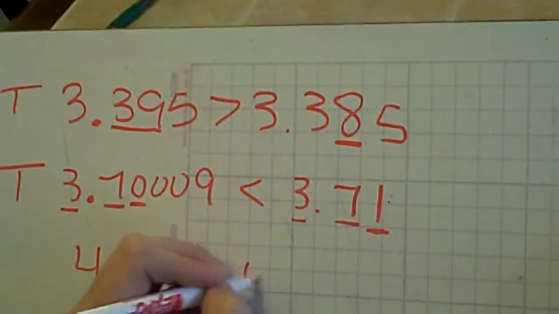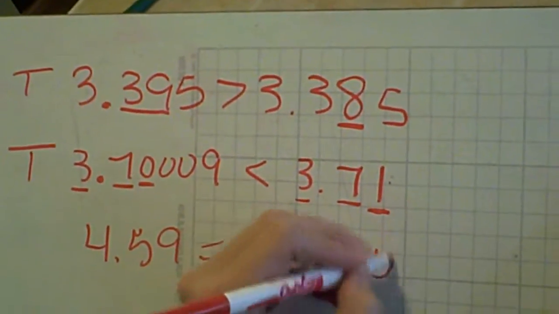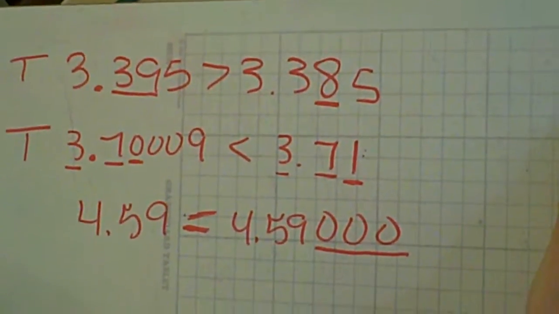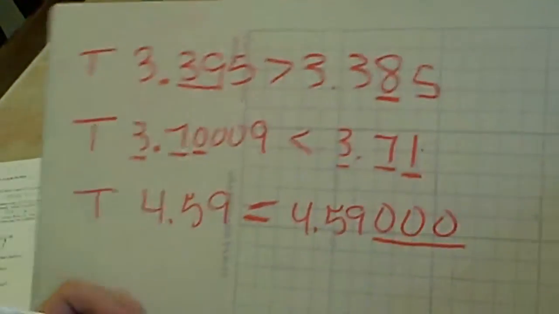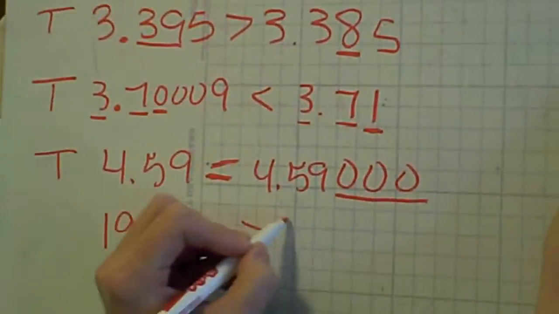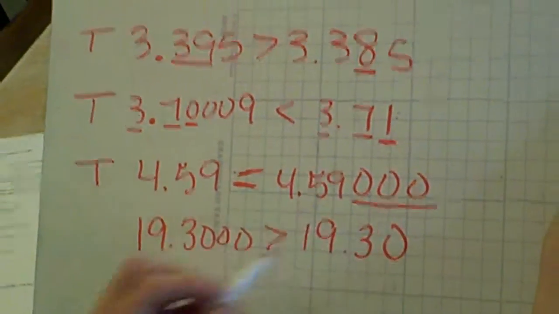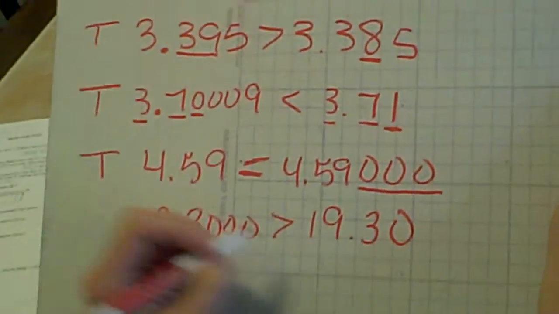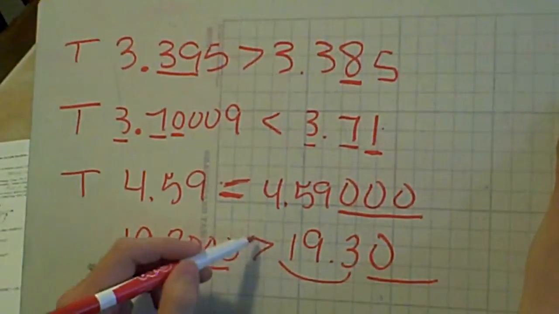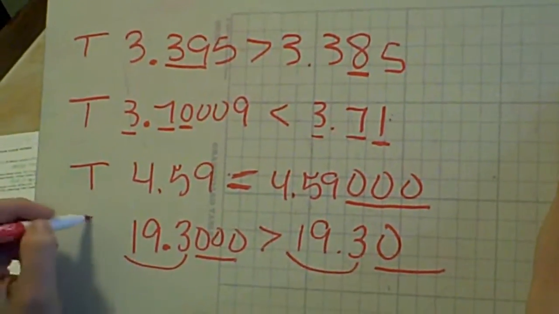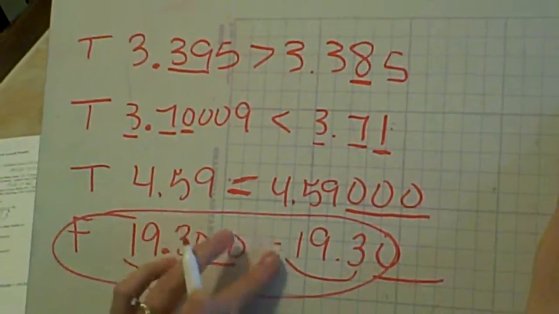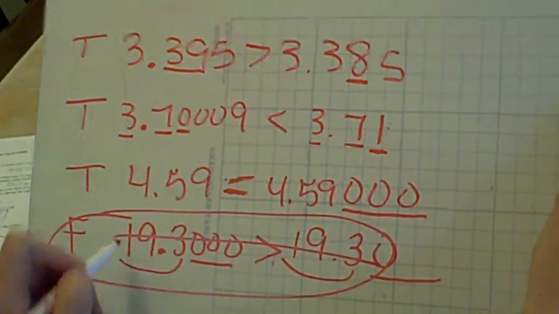4.59 is equal to 4.59000, and you all know that after a decimal, you can add on as many zeros as you want, and it's still the same thing, so that one is also true. And then this one has 19.3000 is greater than 19.30, and again, we have 19.3, 19.3. We can add a gazillion zeros after it, and it doesn't change it. So this one is not bigger than this one. These two should actually be equal. So you would have circled this one as being false because that is not true.